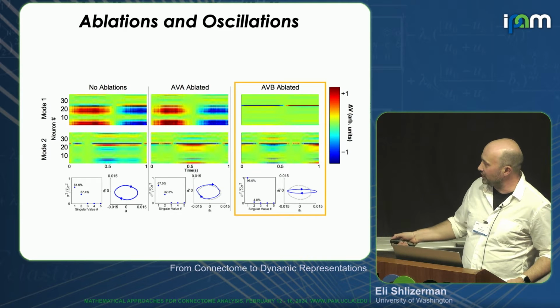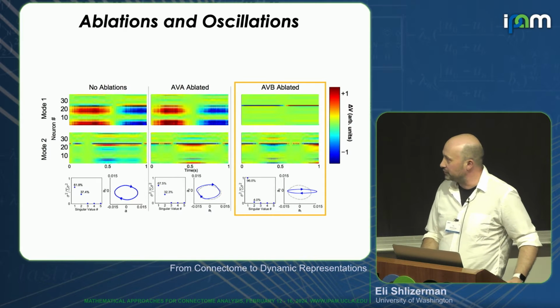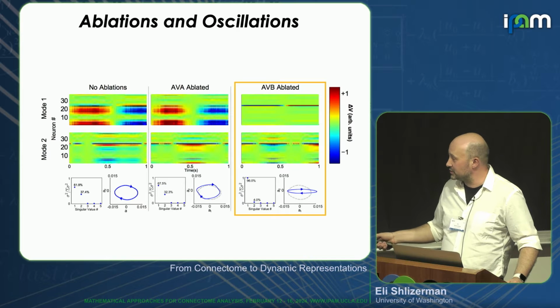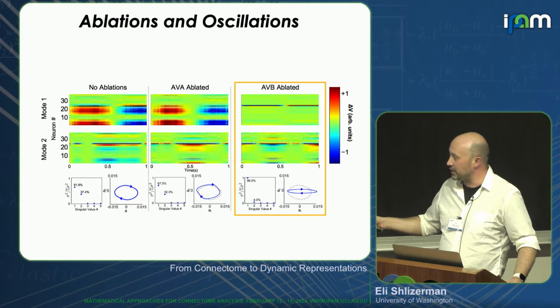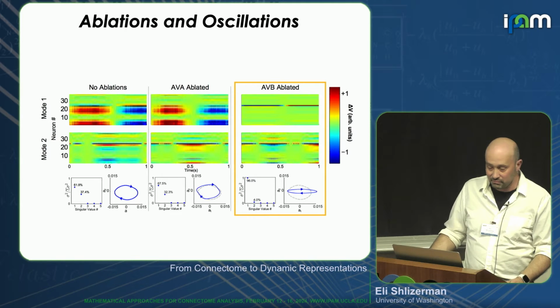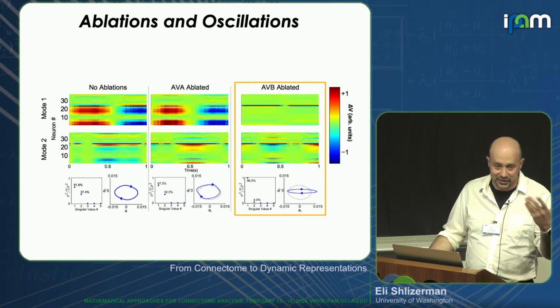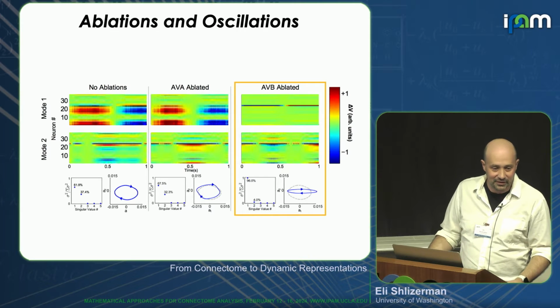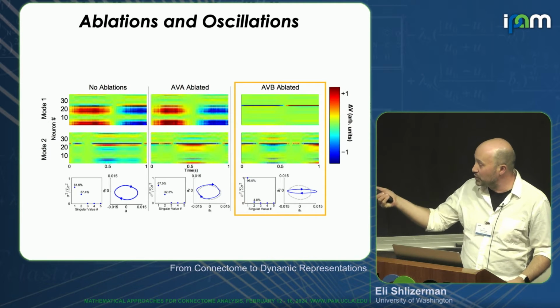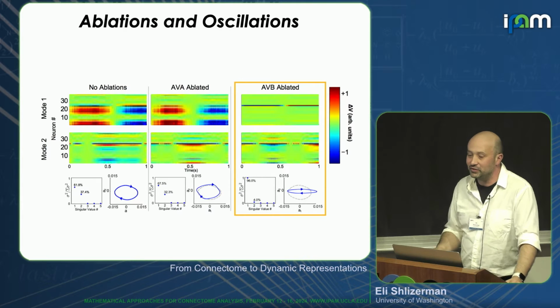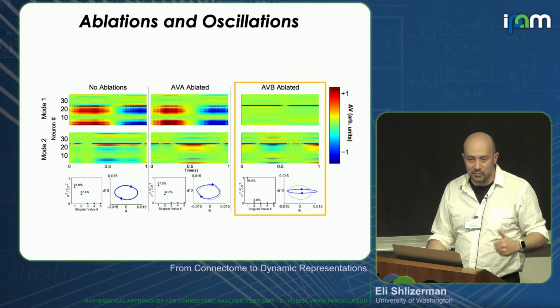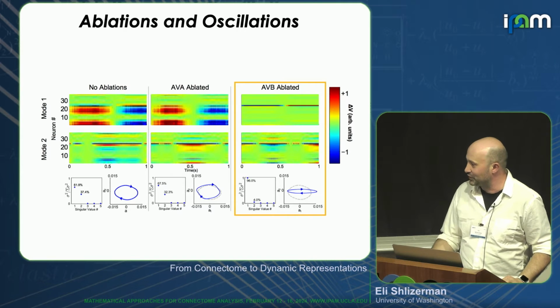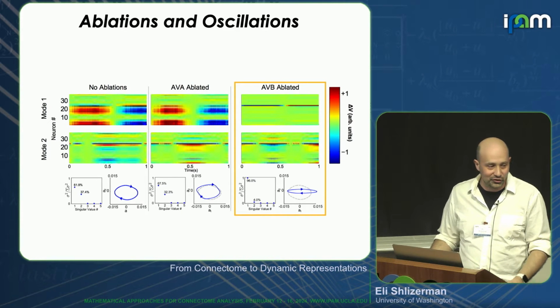As you can see here, we are getting almost the same limit cycle in the case of AVA ablation, and quite a different limit cycle in the case of AVB ablation. Actually, it's almost like the second mode disappears. We only have 1 mode. And some of those results correspond to the experimental findings that the AVB neuron is an interneuron that allows the pathway from the PLM neuron, the neuron that we excited, to the motor neurons.